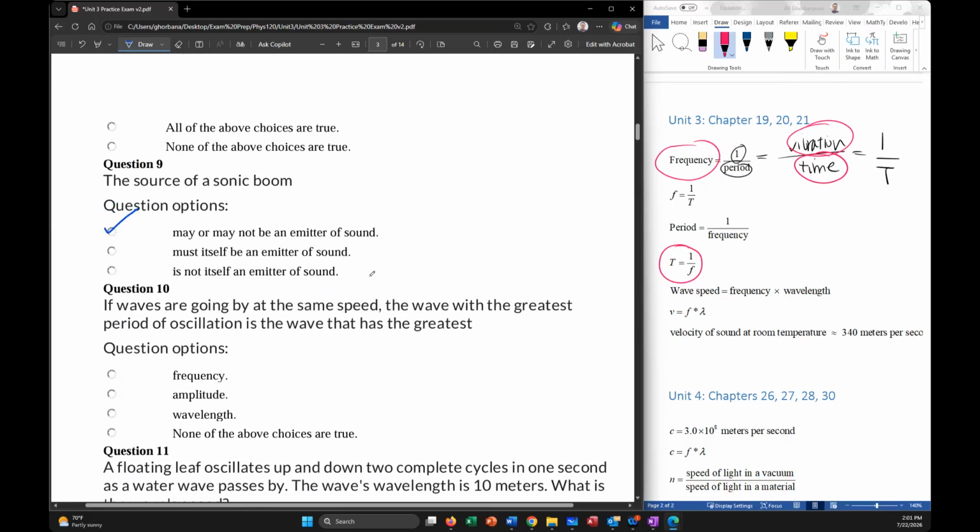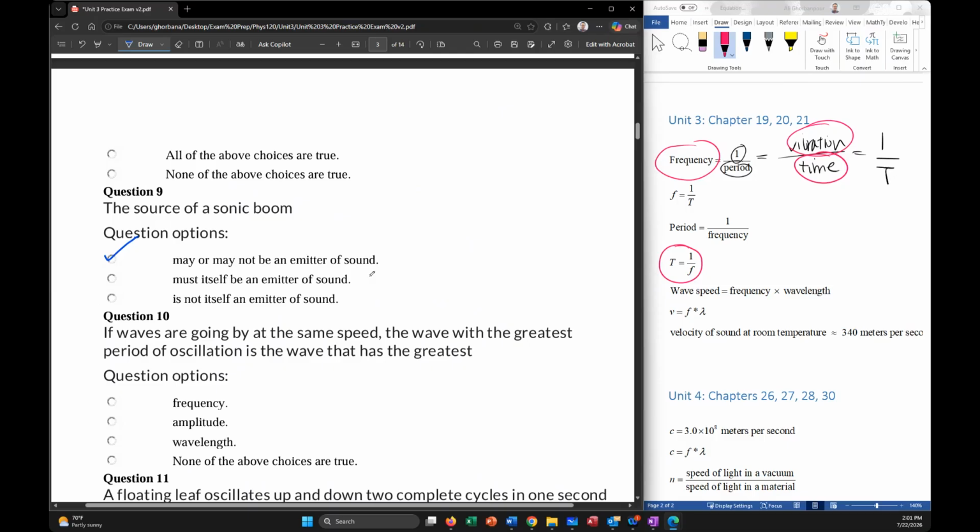Yes, why not? The source of a sonic boom. Again, an airplane itself can be the source of a sonic boom, and a person standing outside of the airplane can be a source of a sonic boom as well.